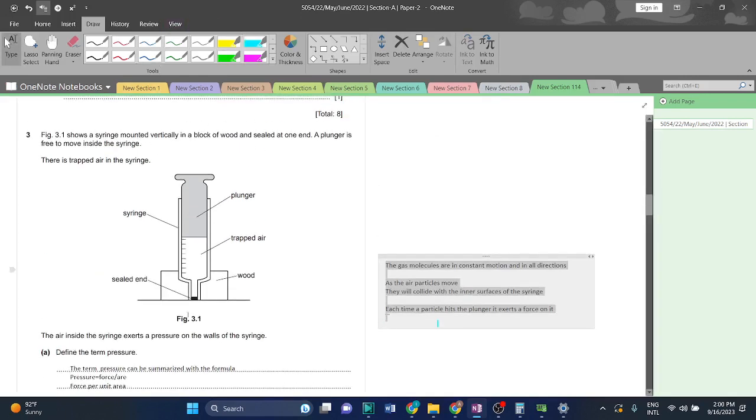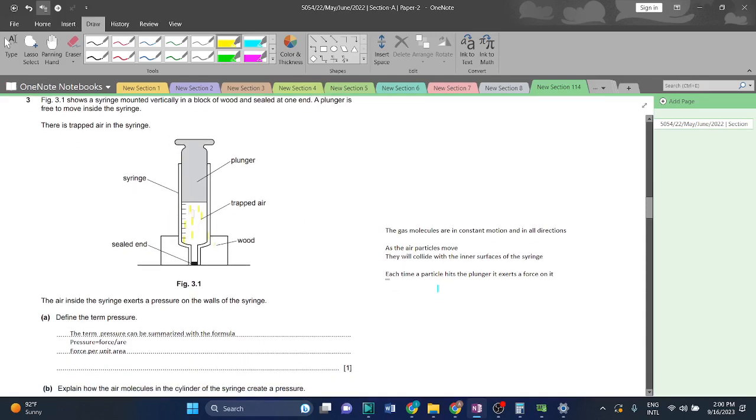The trapped air has particles inside it, right? These are air particles, and they are in constant motion. When they are in constant motion, the air particles will move and collide with the inner surfaces of the syringe, and each time a particle hits the plunger, it will exert a force on it. A particle comes from here, hits the plunger, and goes the other way, but the force was exerted in this way. Therefore, it will keep the plunger up.